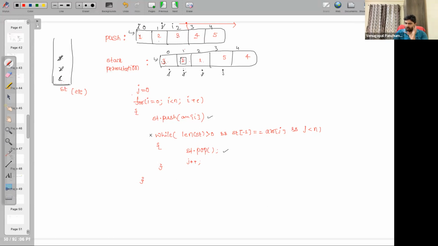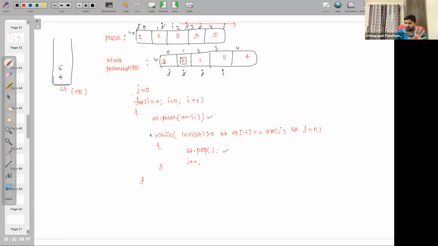Now check carefully, friends. First of all, is the stack empty? No, then this while loop itself will fail. Next time, your I value will be I plus plus, right? So now currently the I value will be at here. So 4, I'm going to push it. Then let me check: length of S, stack is not empty, and the top element is matching? No, it is not matching. Then this while loop will fail. So I will increment the I value and I will push this value to the stack.